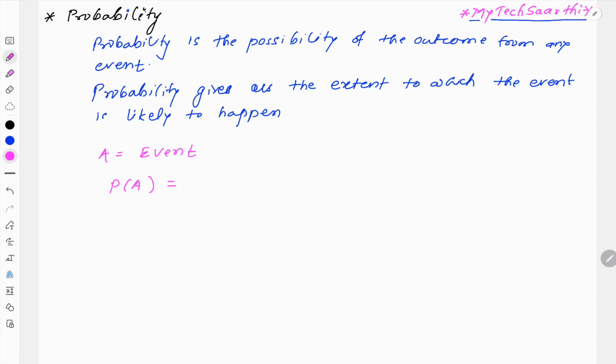So it is given as number of favorable outcomes upon total number of outcomes. It is not favorable, it is the total number of outcomes.